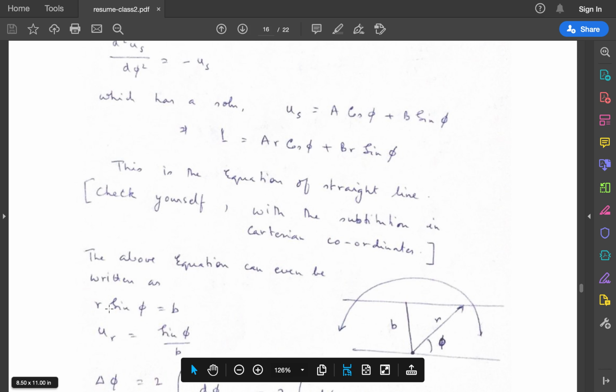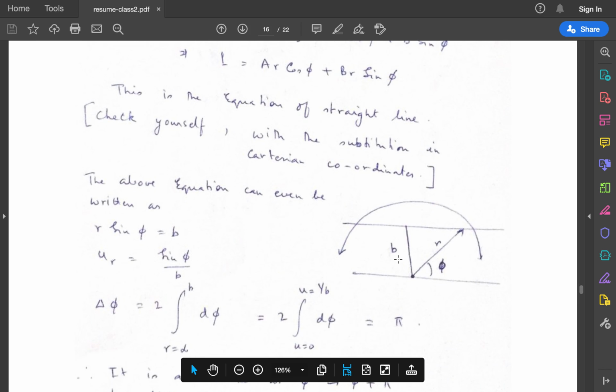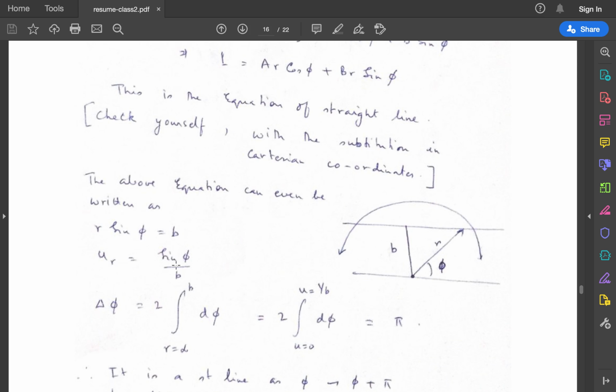So the above equation can be written in terms of phi, and this gives r sin phi equal to b, where b is the closest distance of approach. So we can write the solution u of r equals sin phi by b. This is r sin phi equal to b, so u equals 1 by r equals sin phi by b. Therefore u equals sin phi by b.